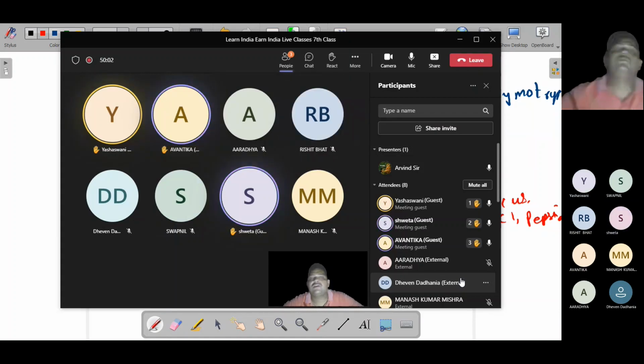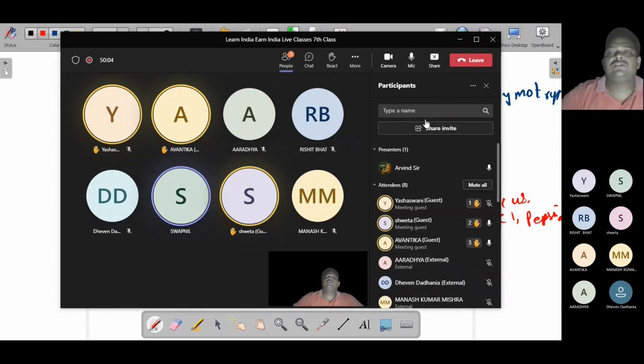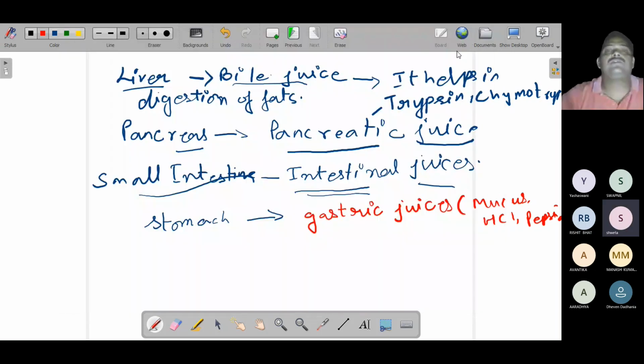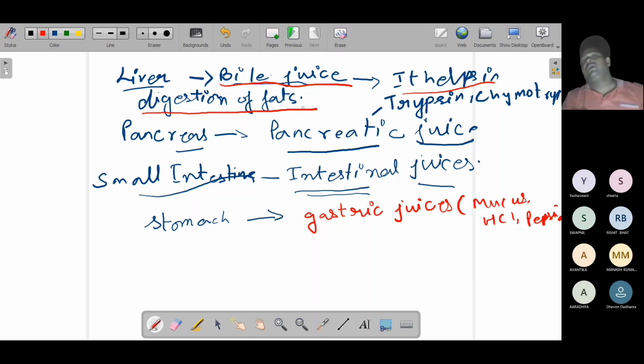Okay, see, it was written on the screen. Bile juice helps in digestion of fats. So the bile juice helps make fats small. This we had done. Okay. So Rishit, pay attention a bit more. Liver secretes bile juice, which helps in the digestion of fats.